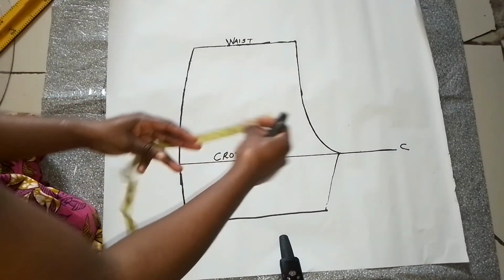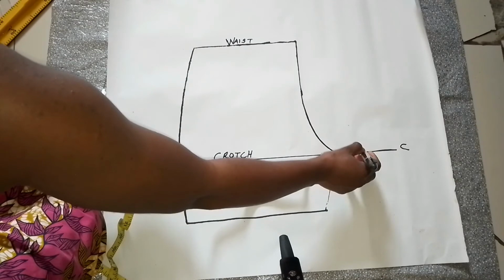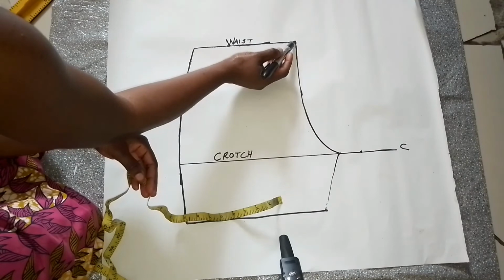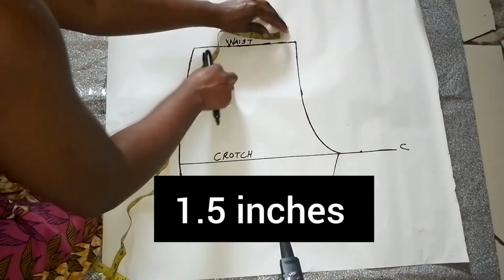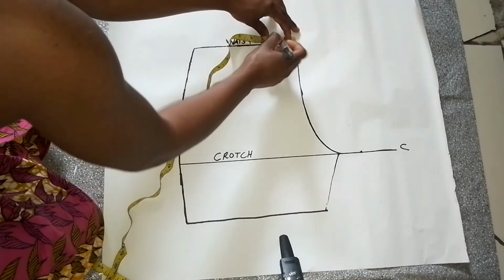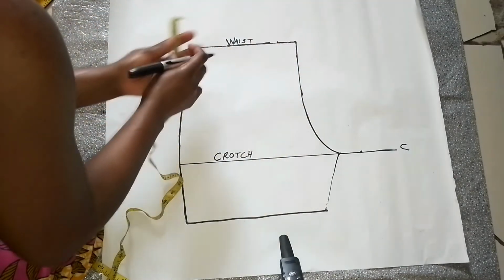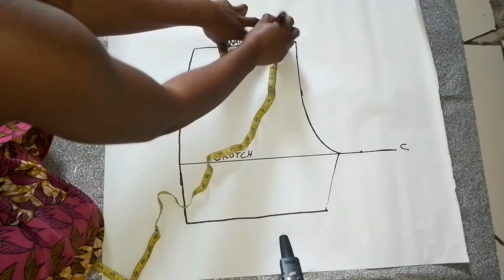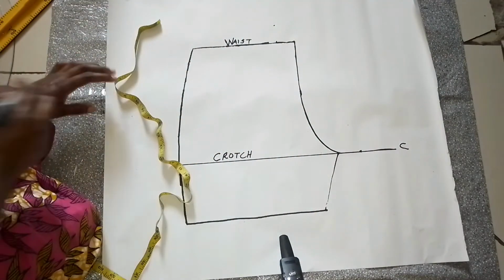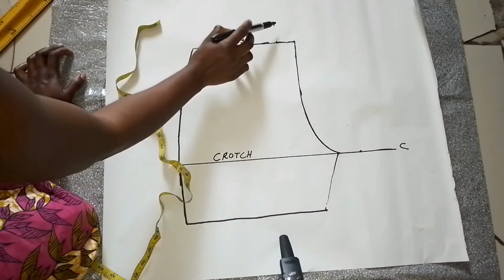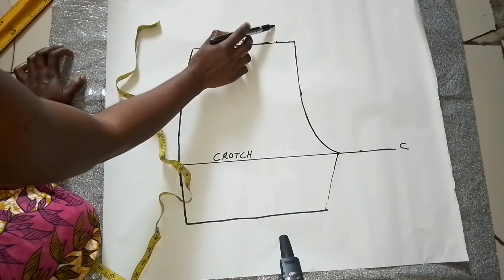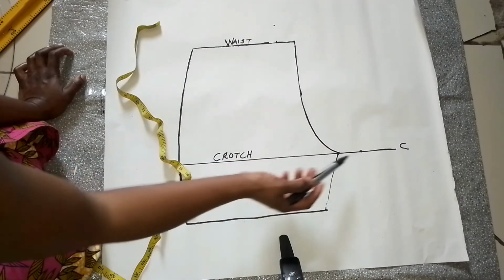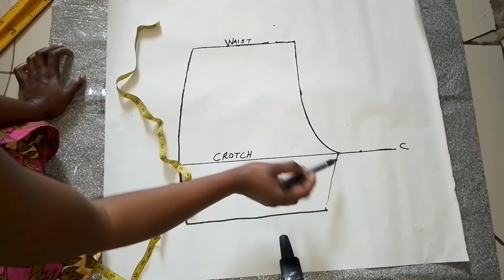You have to know that the crotch for the back is wider than the crotch for the front. So I've just marked my 2 inches there. Then on my waistline, I'm going to move inwards by 1.5 inches, and I'll go upwards by 1.5 inches. Next I'm going to curve the crotch for my back by connecting these points down to this crotch. I'm just going to get my curve ruler and connect.